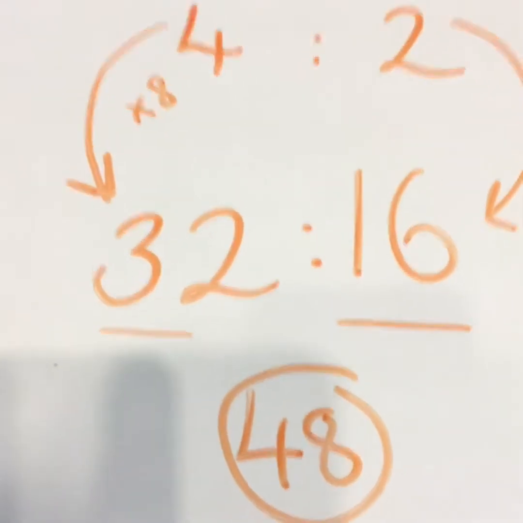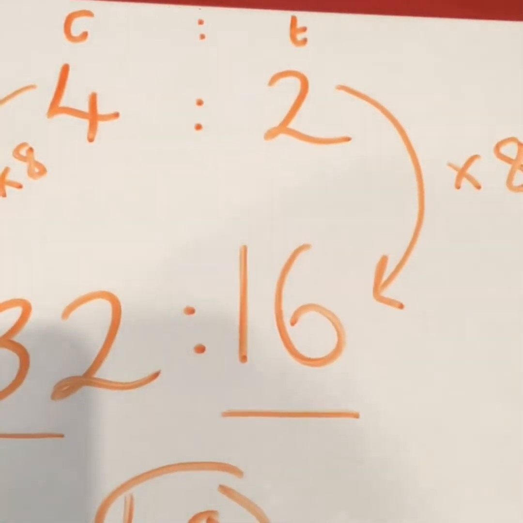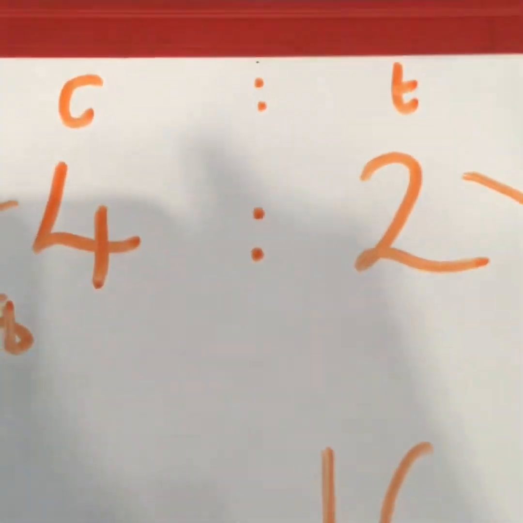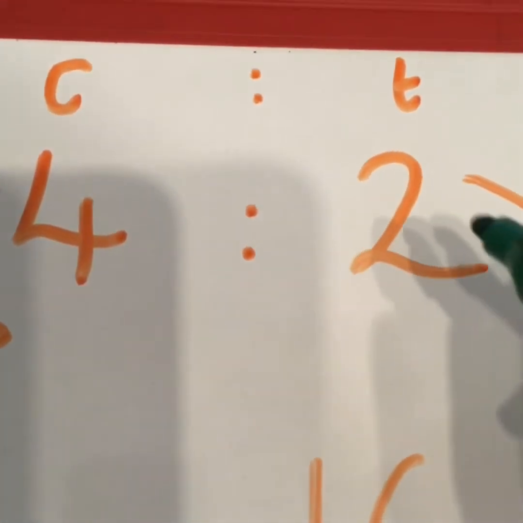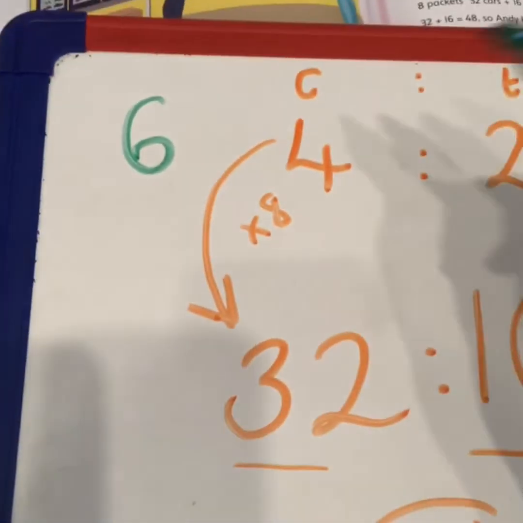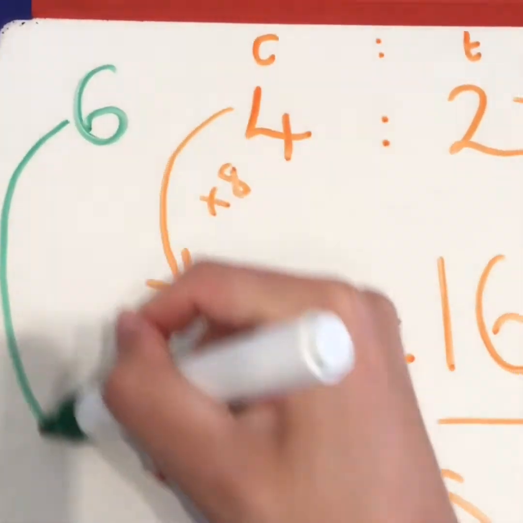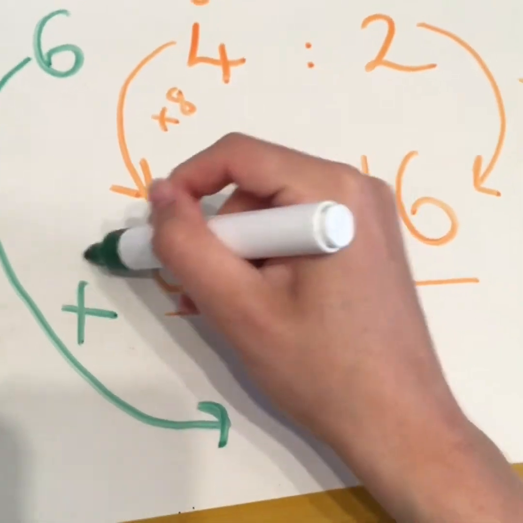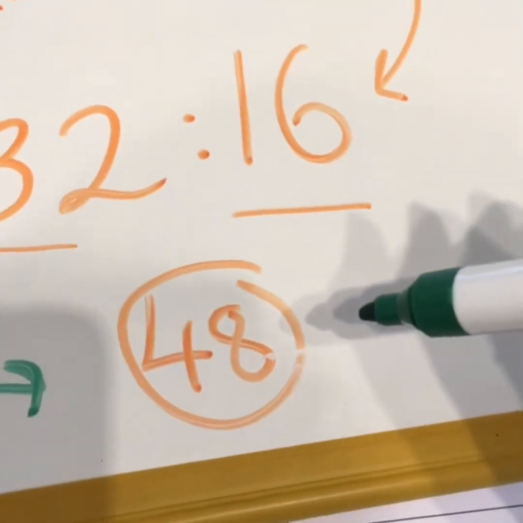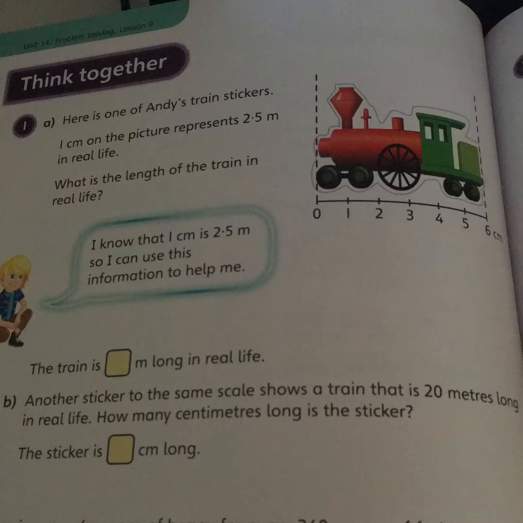Now, the other way you could have done this is, if we just change colour pen, right at the start, you had the ratio 4 to 2. So the total number of stickers would be 6. Now, if you're timesing all the quantities by 8, you're also timesing the total by 8. So 6 times 8 would be 48. I've proved my answer.